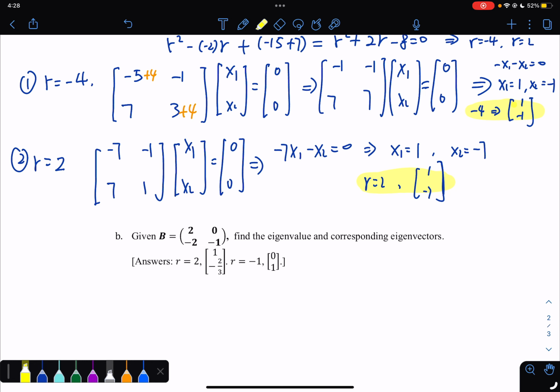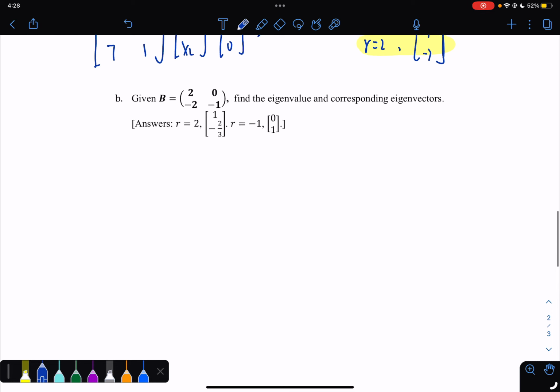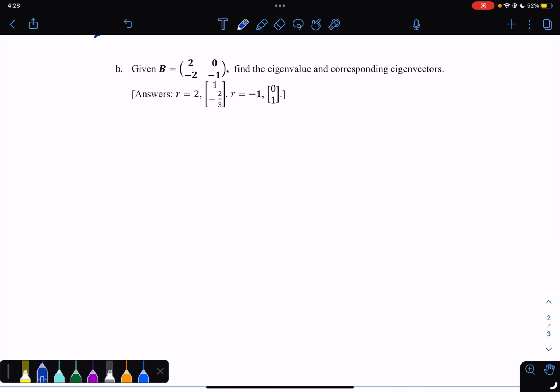Along the same line of thinking, you could have tried to solve the second problem. Like I said, I'm only trying to provide you with a way to get the answer. Please stop the video, solve it yourself, and see if it matches what we have here. So I'm going to have B minus RI times x1, x2, which is supposed to be 0, 0.